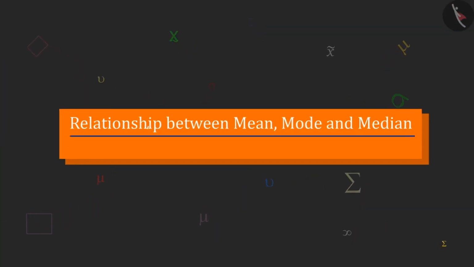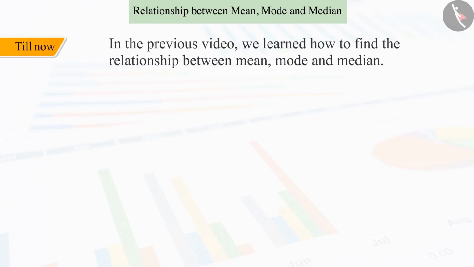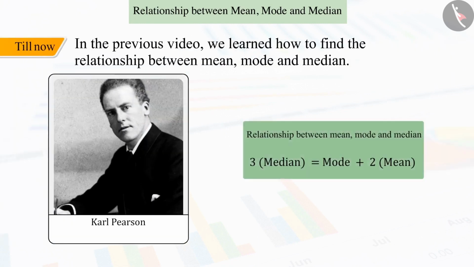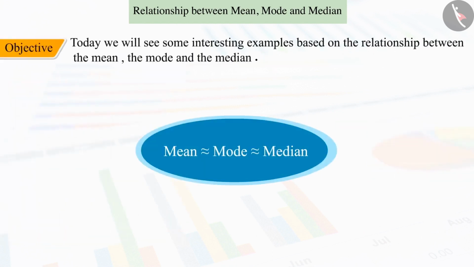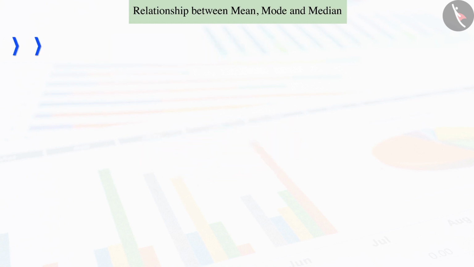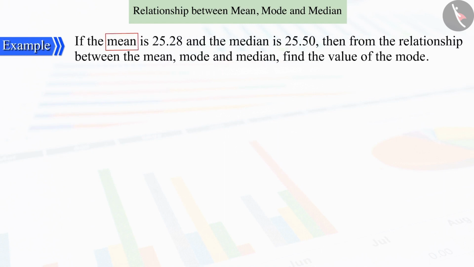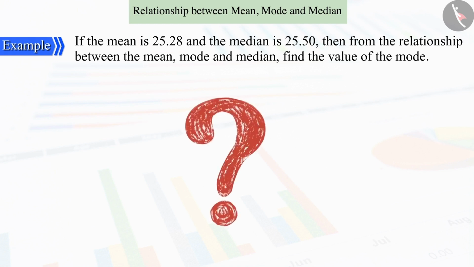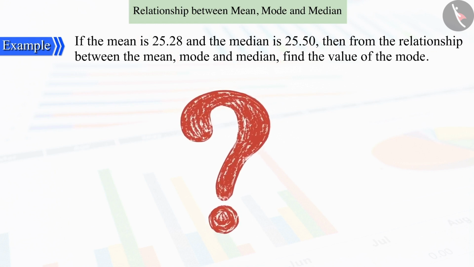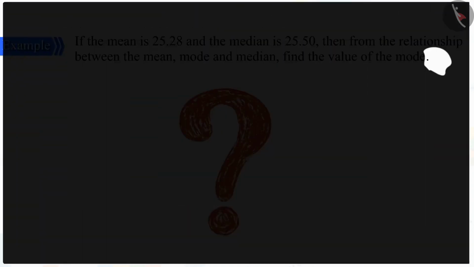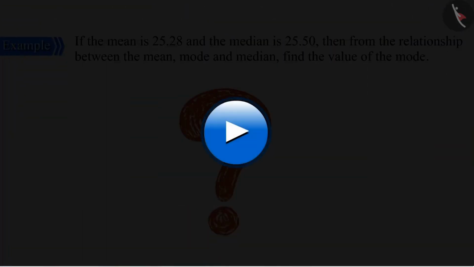A very warm welcome to all of you to this video. In the previous video, we learned how to find the relationship between the mean, the mode, and the median. Today, in this video, we will see some interesting examples based on it. In the previous video, we saw that the value of the mean is 25.28 and the value of the median is 25.50. So, from the relationship between the mean, the mode, and the median, can you find the value of the mode? To solve this, pause the video and then match your answer.